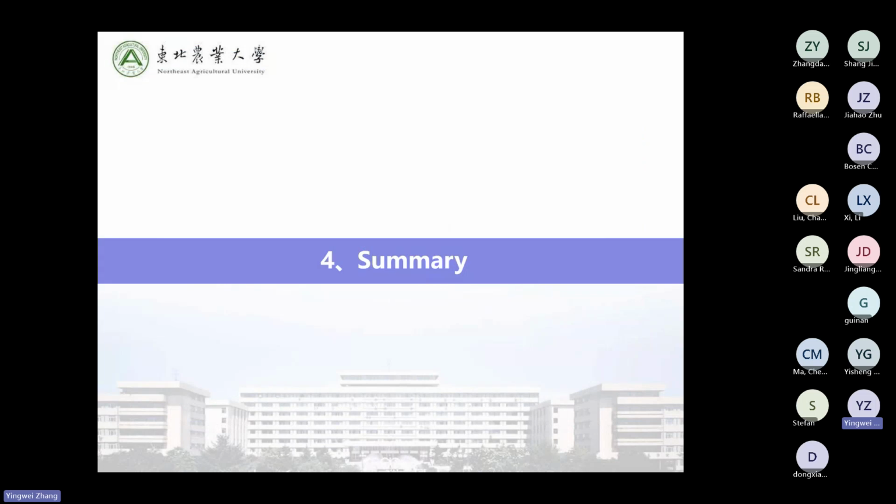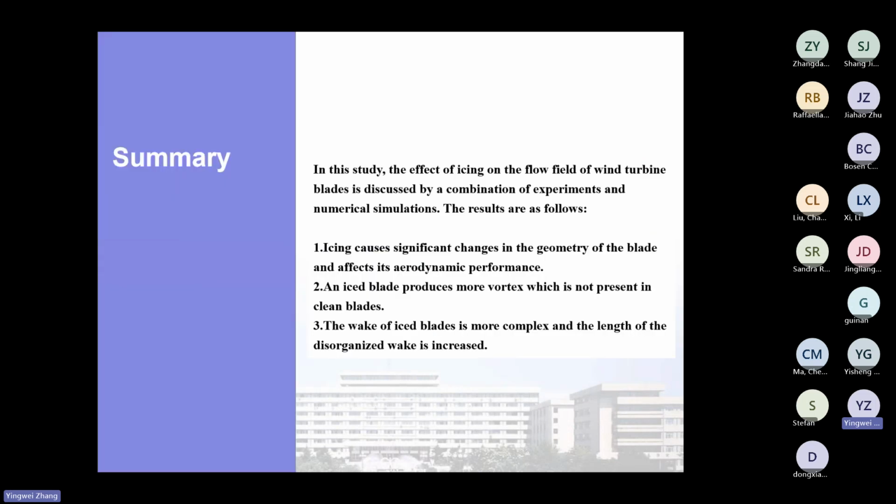Finally, there is the summary. In this study, the effect of icing on the flow field of wind turbine blades is discussed by a combination of experiments and numerical simulation. The results are as follows. Icing causes a significant change in the geometry of the blade and affects its aerodynamic performance. Iced blades produce more vortices than clean blades, the wake of the iced blade is more complex, and the length of the disorganized wake is increased.